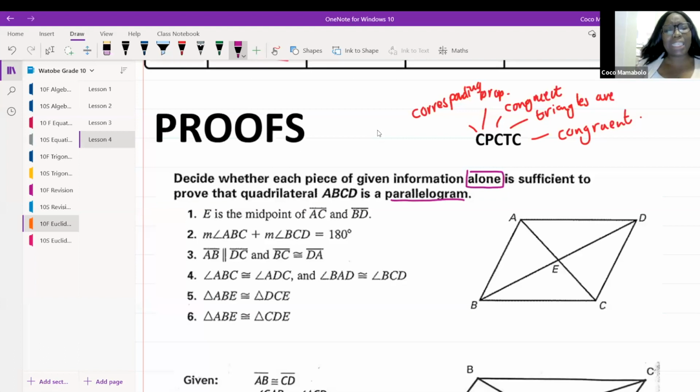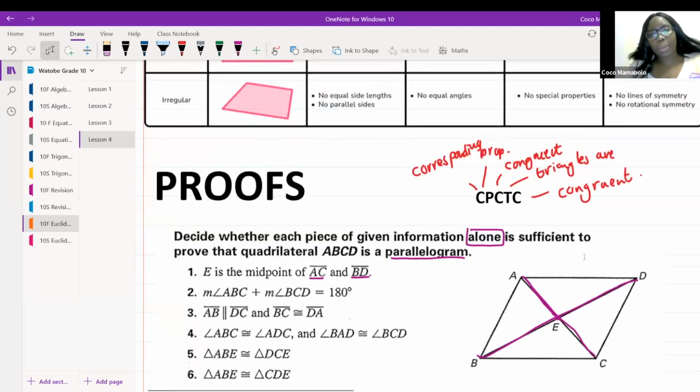Statement 1 says that E is the midpoint of AC and BD. Now, E over here is the midpoint of that line, AC, and BD. That tells me that the diagonals of my parallelogram need to meet at point E. They must bisect each other, so they must touch each other at a point.